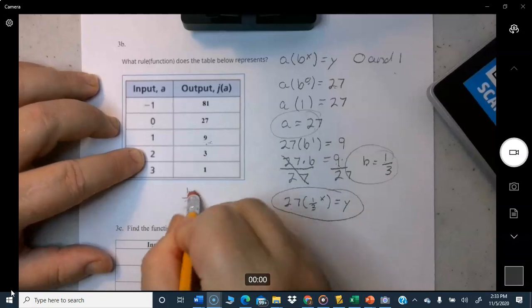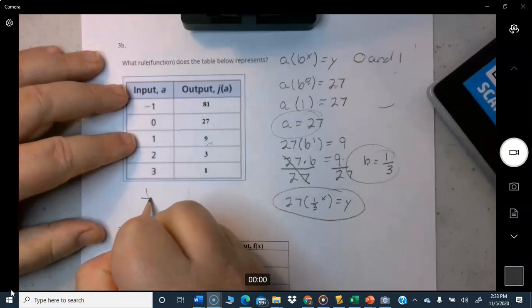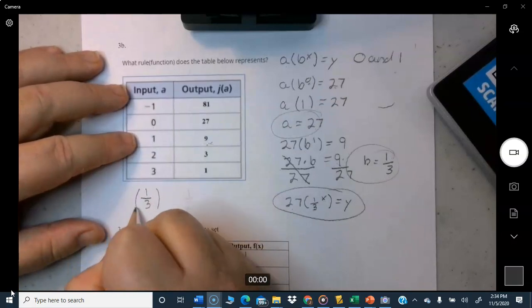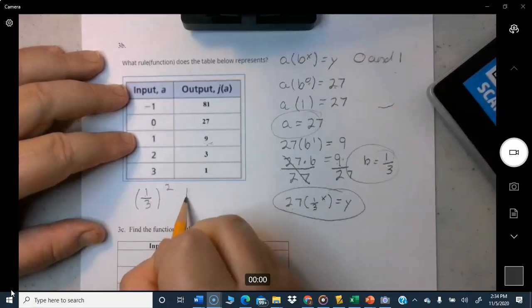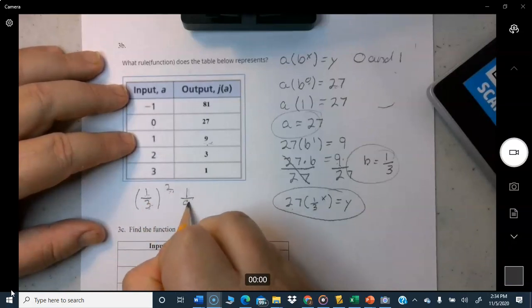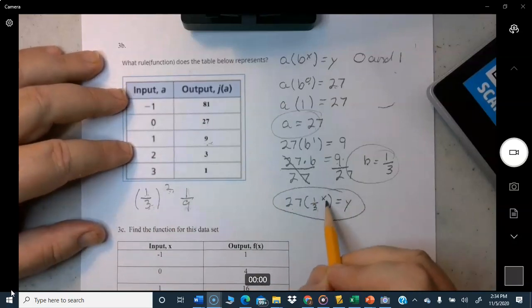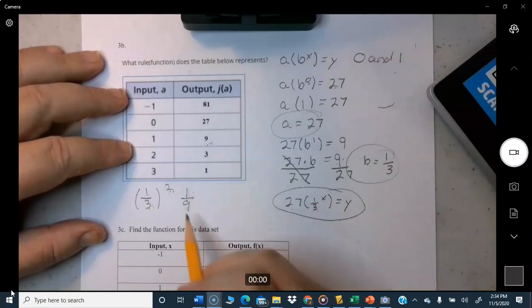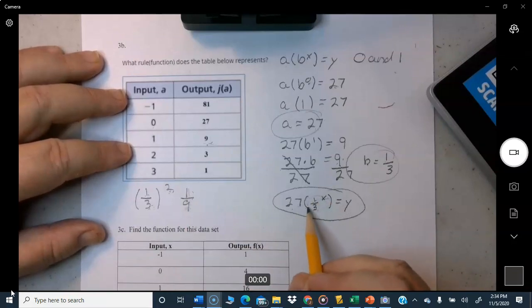Move it a little further. There we go. 1/3 to the second power means 1 to the second power, which is 1, and 3 to the second power. So it's kind of like you're distributing it to both of these. That's 9. So 1/3 to the second power gives us 1/9. So 1/9 times 27 equals 3. If you multiply 27/9 equals 3.